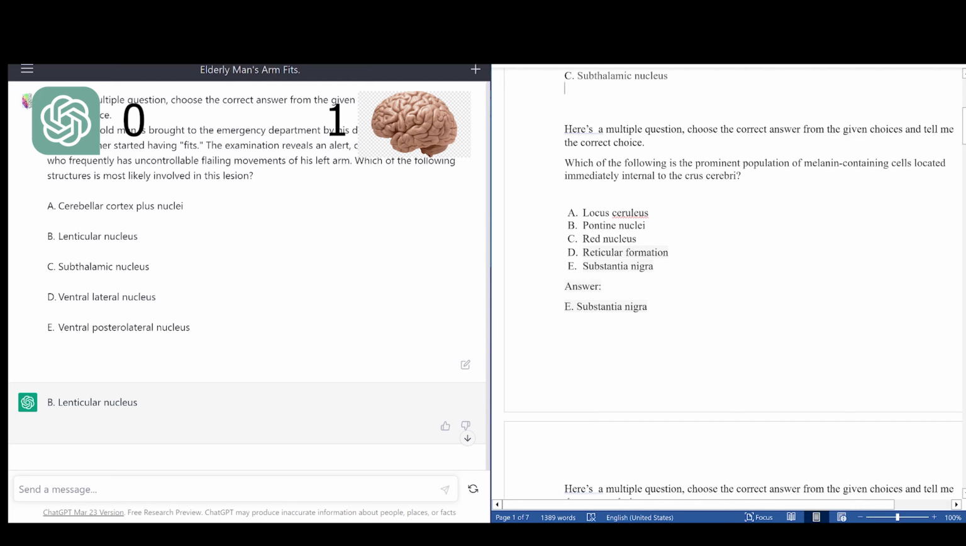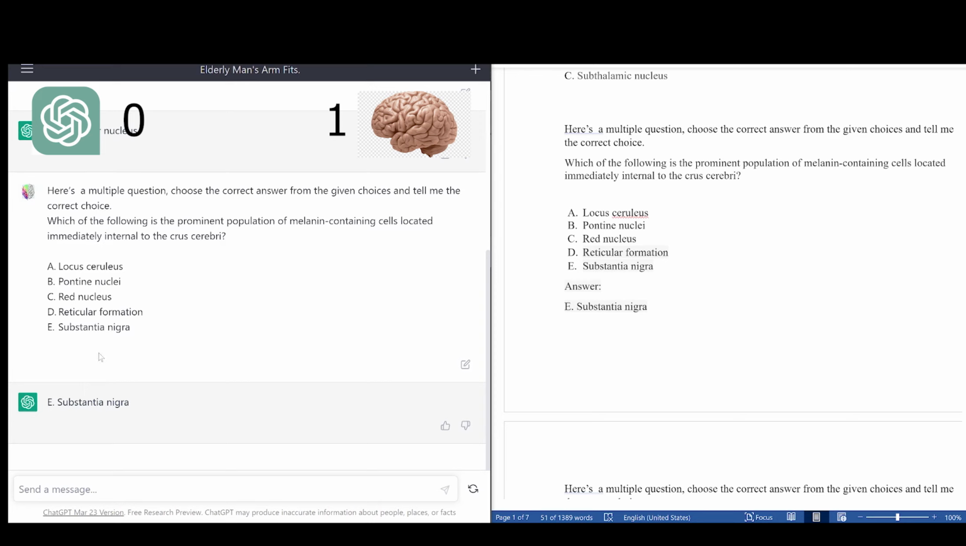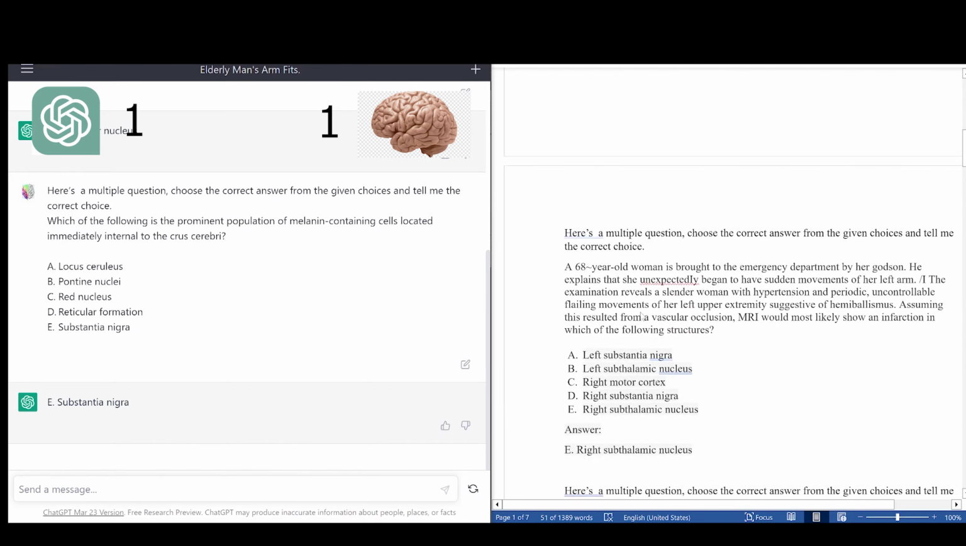So it says, which of the following is the prominent population of melanin containing cells located immediately internal to the crus cerebri? Locus coeruleus, pontine nuclei, red nucleus, reticular formation, substantia nigra. Okay, let's copy paste it to ChatGPT, and I hope it gives the correct answer. So it says E, substantia nigra, and according to the trivia, yeah, that's the correct answer. Till now, it was one wrong and one correct answer. Okay, let's move to the next question.